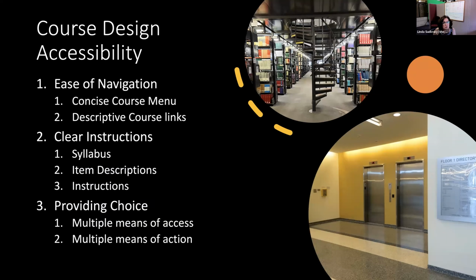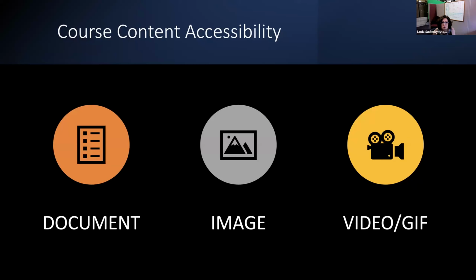But just to recap, the course design: accessibility, ease of navigation, clear instructions, providing choice. And choice means providing multiple means of access, multiple means of action. And we're doing that by providing materials that give our students options. So when you're talking about course content accessibility, we're really talking about documents, images, videos or GIFs, all of which have accessibility components we need to be considering.